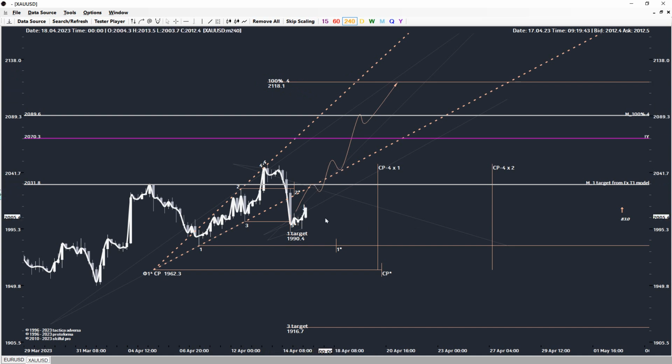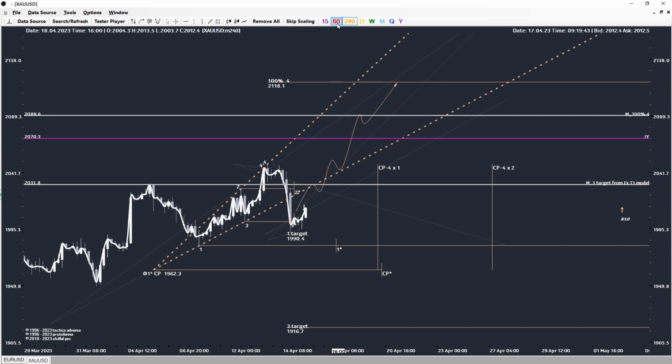I'd like to explain that these humps indicate possible resistance levels as the scenario progresses. So if I buy here, I can close part of the position here. If I buy here, I can close part of the position here, and so on.